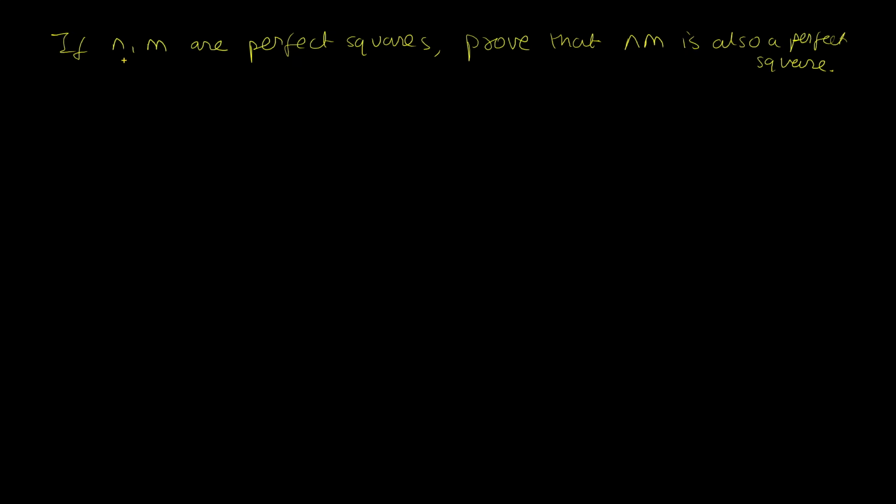Okay, so this question suggests that n and m are perfect squares, and we need to prove that their product n times m is also a perfect square. So what is a perfect square? Let's say a number like 9 and 16. These are perfect squares because 9 is 3 squared and 16 is 4 squared. And the claim is if I were to multiply these numbers together, I'm getting 144, which is also a perfect square. So that is what the question is asking me to prove.